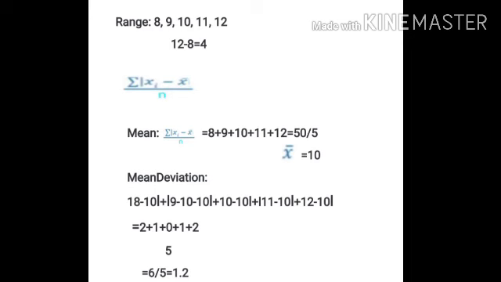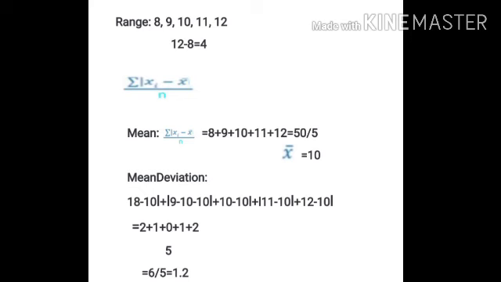For the mean deviation, we are going to apply this to the data. We say 8 minus the mean, which is the x bar, 10. We take the absolute value: we add the absolute value of 9 minus 10, plus the absolute value of 10 minus 10, plus the absolute value of 11 minus 10, and the last one is the absolute value of 12 minus 10, all divided by the number of items we have, which is 5.